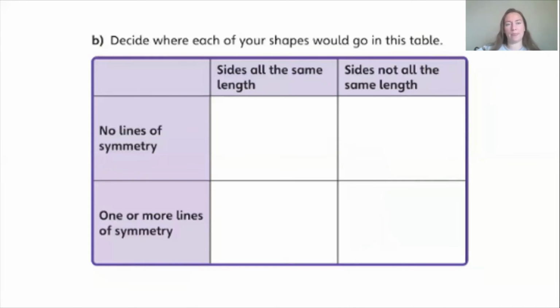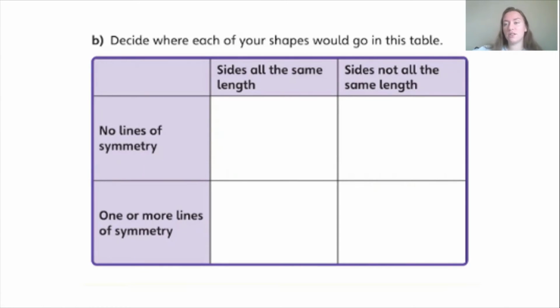Part B, it asks us to decide where each of your shapes would go in this table. So in this top left box here, we have to include shapes with sides that are all the same length and where there are no lines of symmetry. In this top right box, sides are not all the same length and again, no lines of symmetry. One or more lines of symmetry and sides are all the same length, and one or more lines of symmetry and sides are not all the same length.